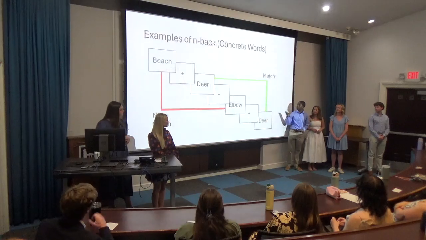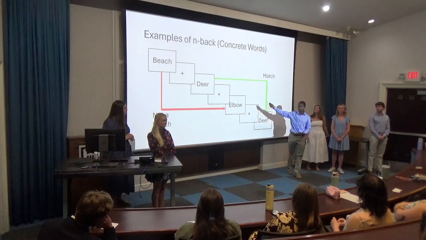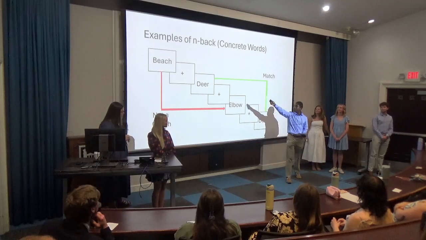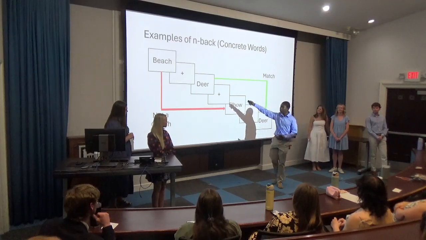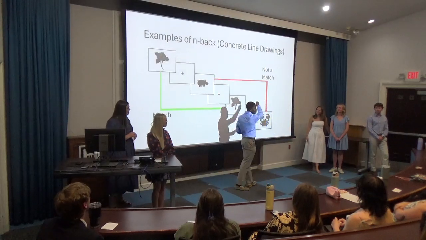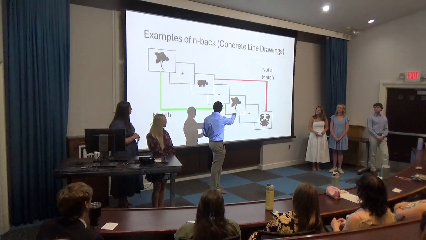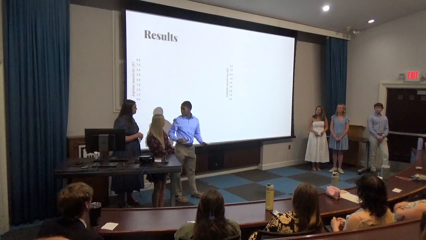Now we have our examples. In this, we have our concrete words. As we can see, the red indicates not a match, while the green indicates a match. In this, we have beach and elbow, which are not a match. However, deer and deer are a match. And now we have our visual condition, which is a concrete line drawing. Of this, we have hippo and crab not being a match, and rose being a match.